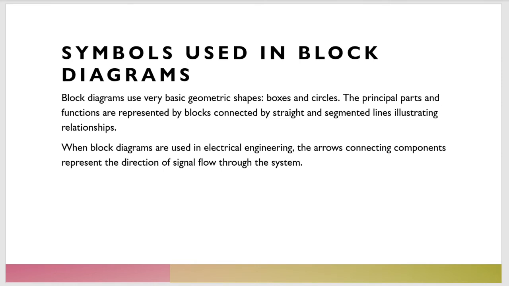So the wires here represent the relationship between the components. So let's now have the symbols used in block diagrams. Block diagrams use very geometric shapes, boxes, and circles, but you can see that the most common are boxes. Now the principal parts and functions are represented by blocks connected by straight and segmented lines illustrating relationships. So when block diagrams are used in electrical engineering, the arrows connecting components represent the direction of signal flow through the system.